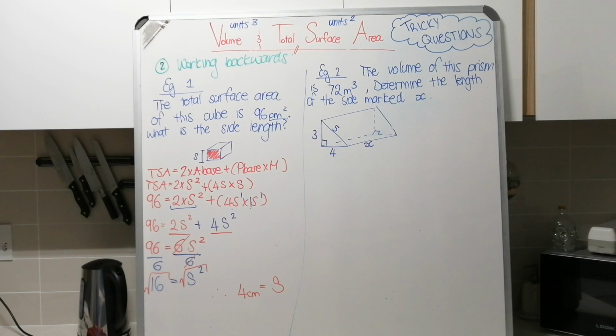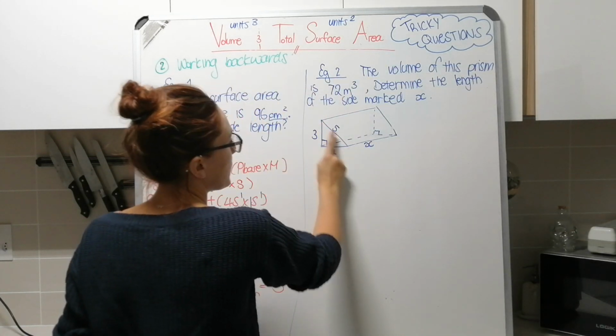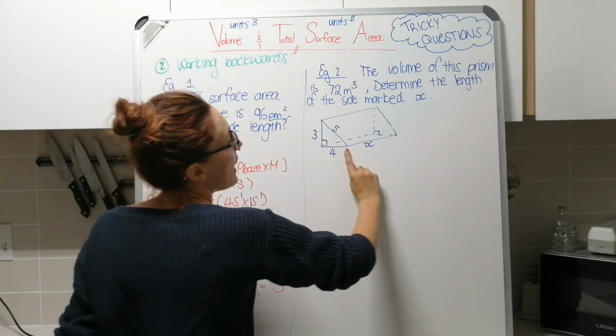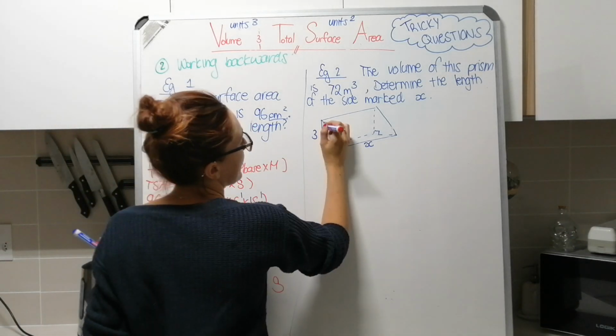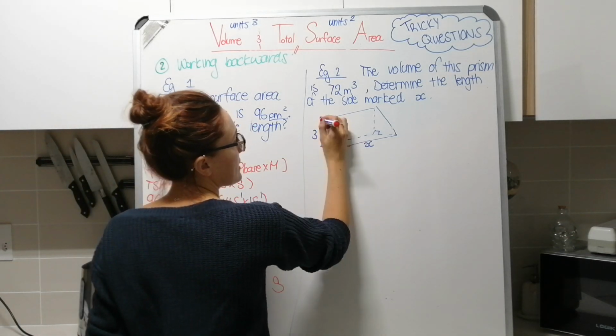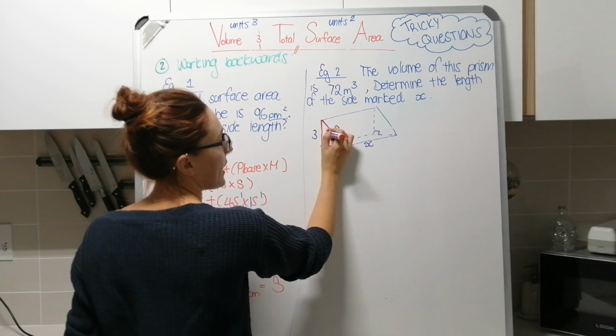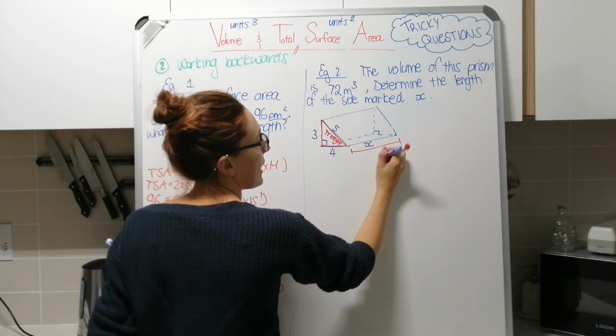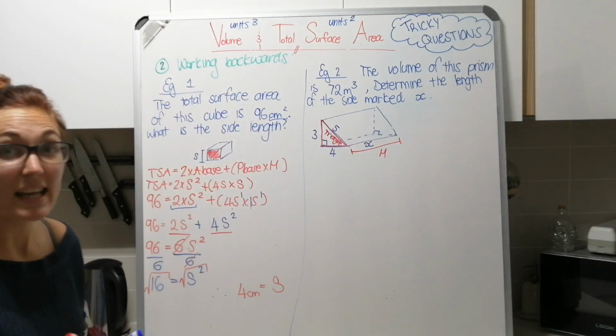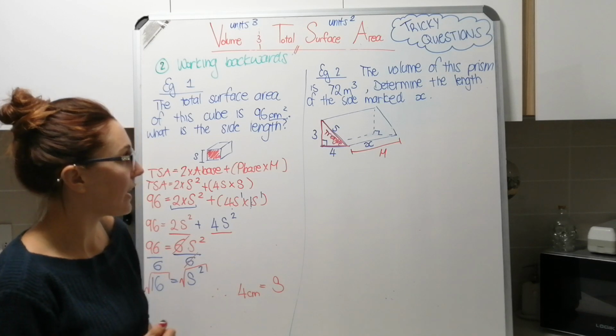Okay, and then example 2 on the right-hand side, they tell us that the volume of that prism is 72 meters cubed, and we need to determine the length of the side marked X. Okay, so let's have a look. We've got a triangular prism, right? That's our base, triangle, and the height of it is this X. I always like to do that beforehand if I'm just doing a question myself. Identify the base, it's a triangle. And that is our height, h, which in this case is x. We don't know how high it is, we just know it's an x.